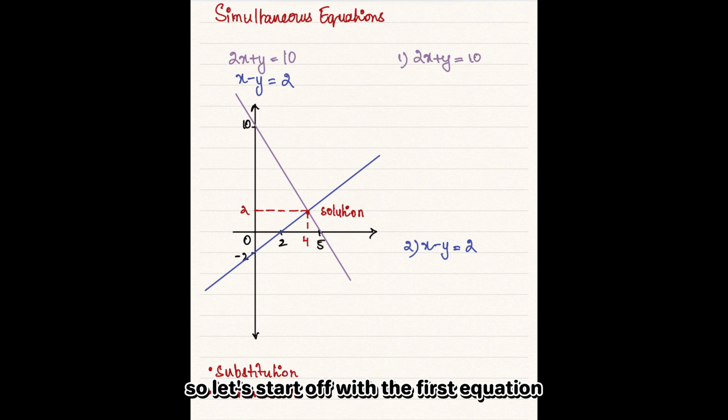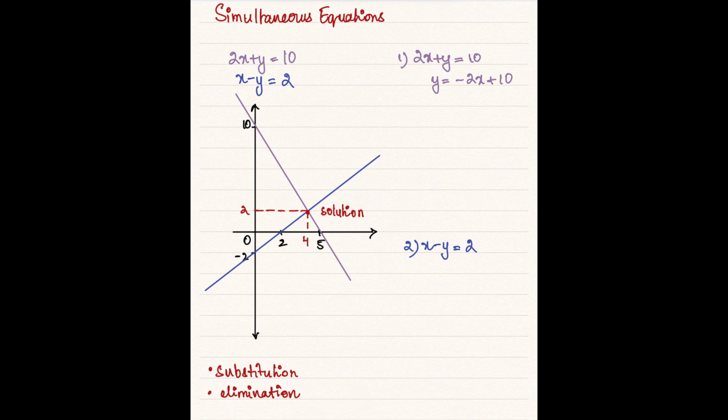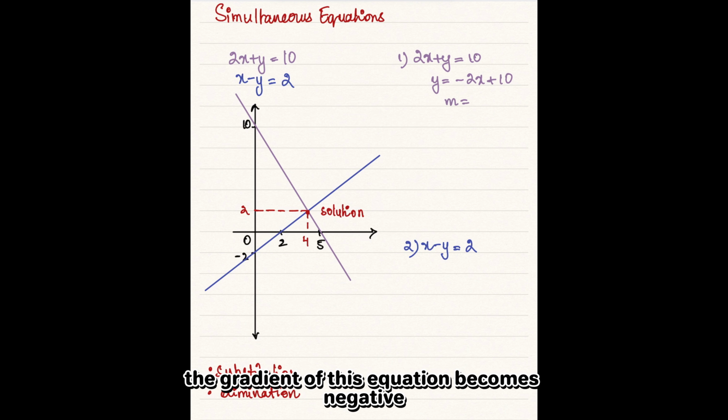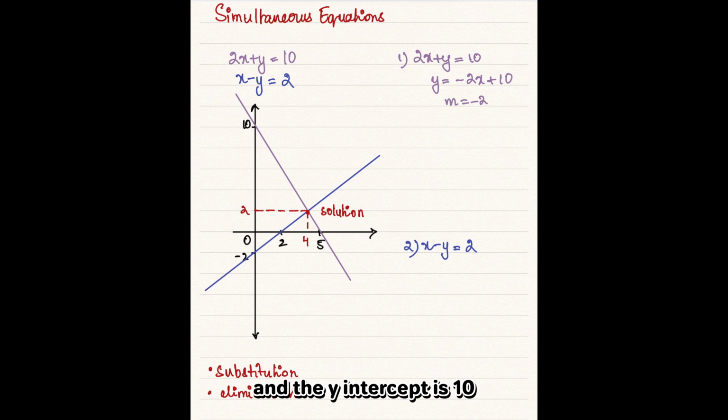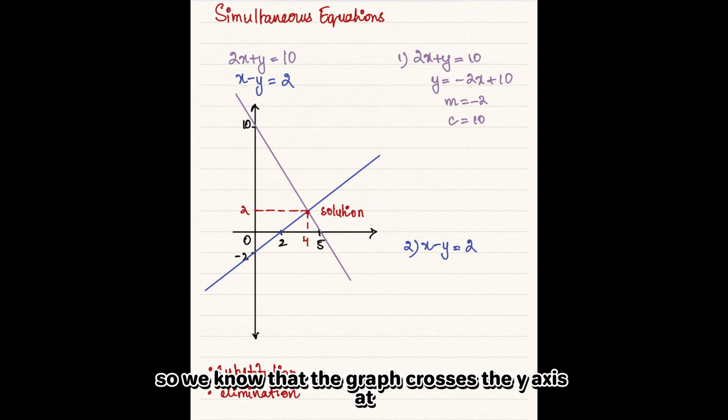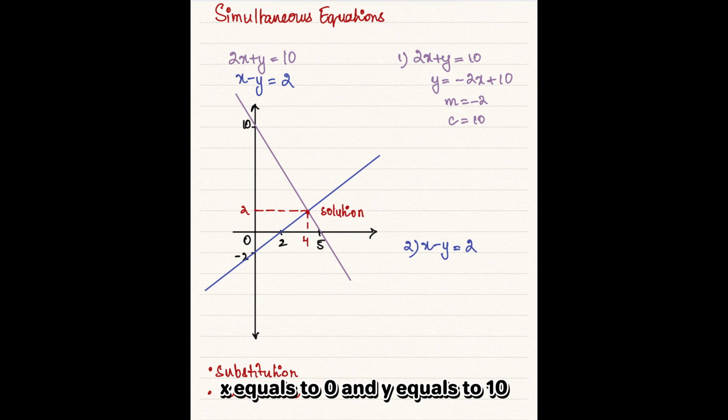So let's start off with the first equation, which is 2x plus y equals 10. We start by making y the subject of the formula, which is y equals negative 2x plus 10. We know that the gradient of this equation is negative and the y-intercept is 10. So we know that the graph crosses the y-axis at x equals 0 and y equals 10.